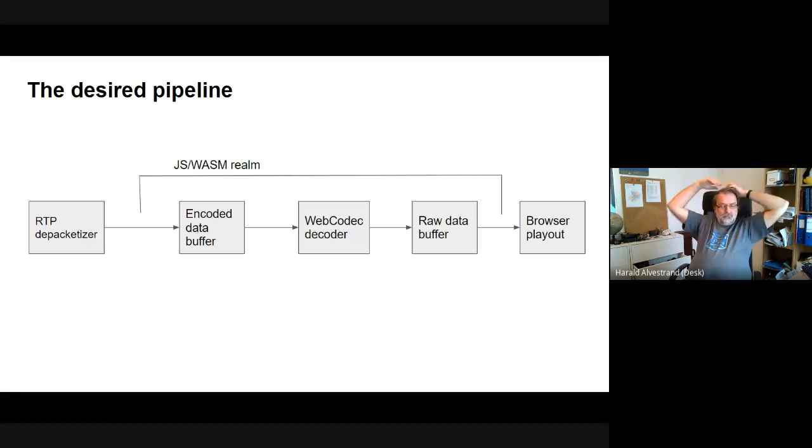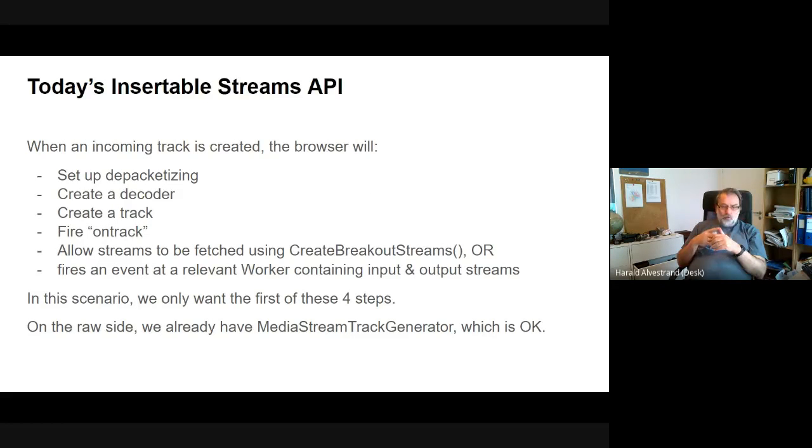So getting stuff into the browser playout when we have the raw buffers, that seems to be what we defined the media stream track generator for. There you just feed in raw buffers and get out a media stream track, which you can connect to the device. So that's okay.